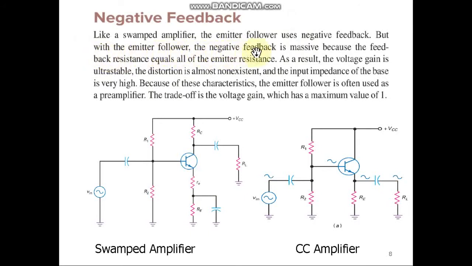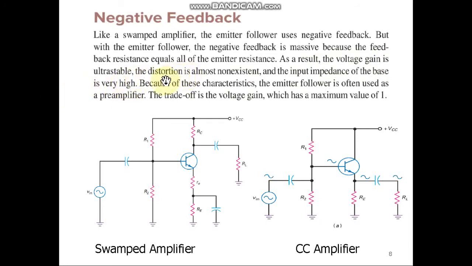With the emitter follower, the negative feedback is massive because the feedback resistor equals all the emitter resistance. In the swamped amplifier, we are adding a small resistor here, which is not the complete emitter resistor, but a small resistor which is giving you the feedback. But here, the complete RE will act as a feedback resistor, so your negative feedback will be massive, will be large. As a result, the voltage gain is ultra stable.